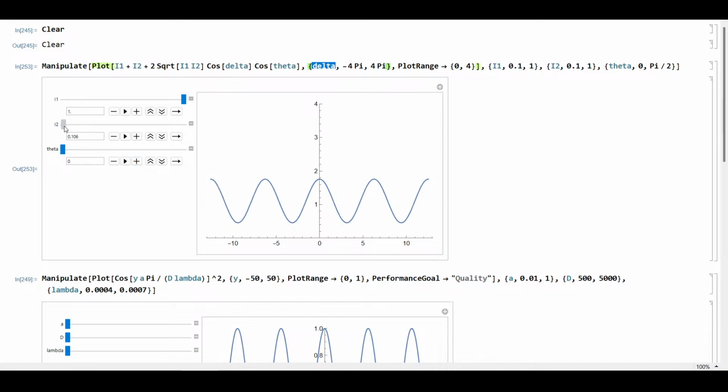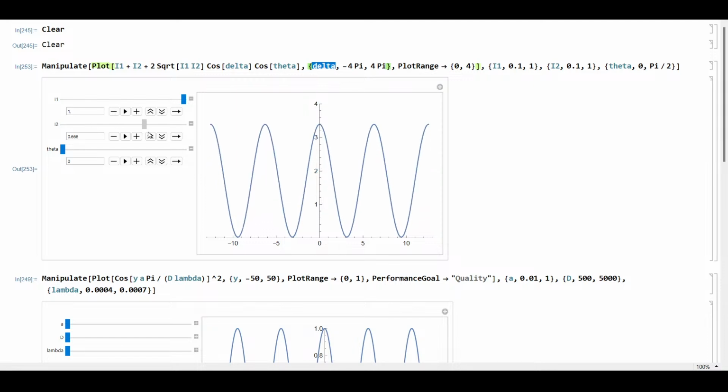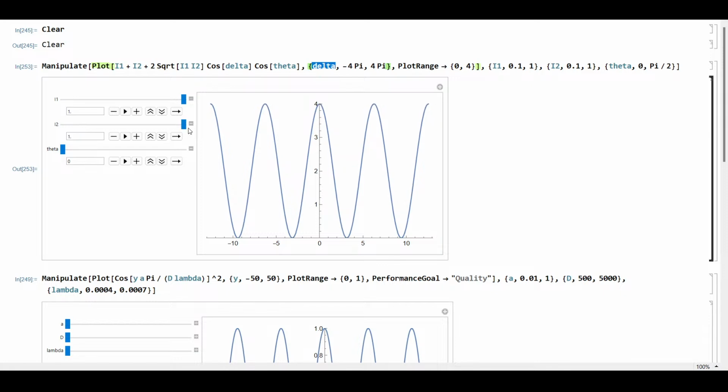But if I increase I2 also and make it equal to I1, which is 1, now you see very good contrast between maxima and minima. Again, this is the case of 4 I0 cos squared delta by 2 because I1 equals I2 equals 1. So this is 4 and then you see the minima goes all the way down to 0.